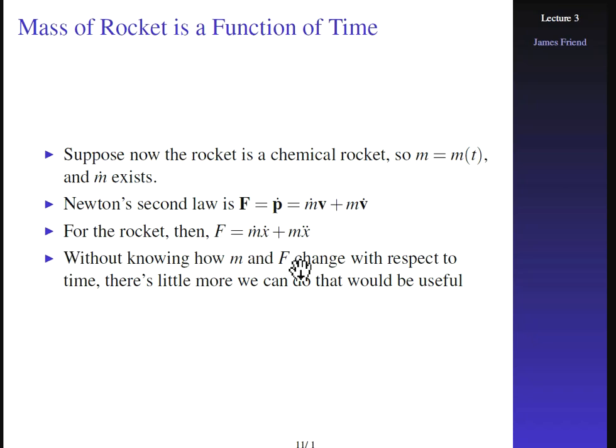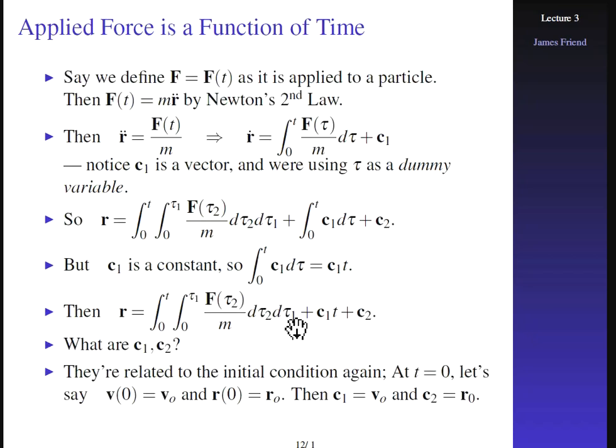For the rocket then, since this is unidirectional again, we're going to use a scalar equation, just dividing out by e1. So we've changed this from a vector equation to a scalar equation because everything's moving in one direction. Without knowing how m and F change with respect to time, there's really not much more we can do. This is one of those problems where, without being able to say what F is, there's not much more we can do.